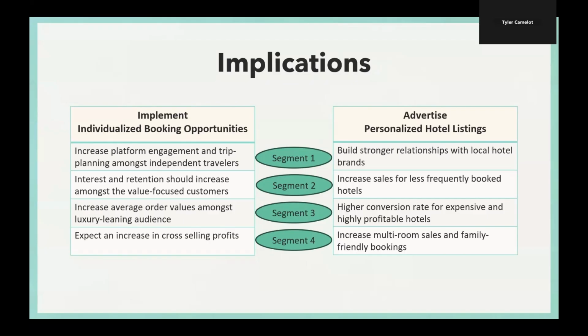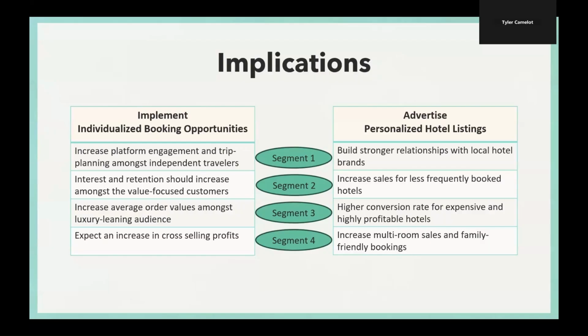Segment three are individuals that like adult-centric experiences and luxury. So we expect advertising luxury weekend escapes, couples getaway packages, and more will increase average order values amongst the luxury-leaning audiences. Segment four are large groups and families. So we want to encourage all-inclusive family bundles and adventure packages. And as said before, we really expect this to increase our cross-selling profit. Following this, we have our personalized hotel listings. The implications for that are also split up by segment.